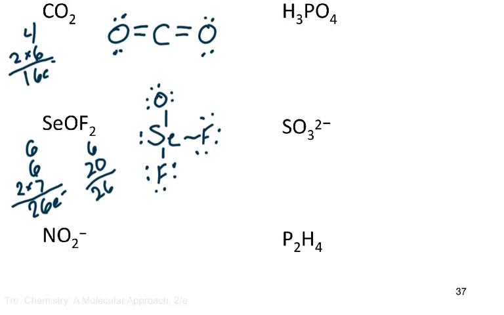NO2 minus, let me scroll down just a little bit. My nitrogen is going to be in the middle with 2 oxygens. Then I have 5 plus 6 times 2 is 12, plus 1 from my negative. That gets me a total of 18 electrons that I have to account for. So let's start off with single bonds there and then fill in my lone pairs.